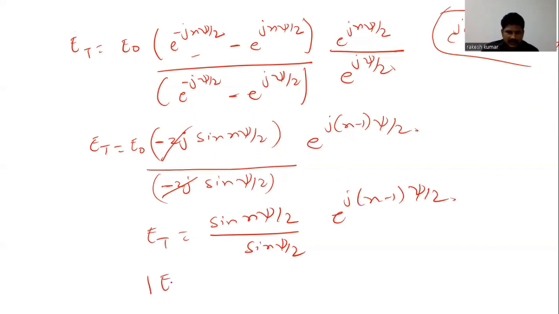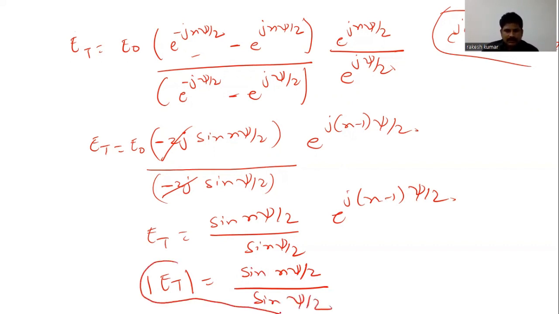Therefore, mod of Et, the total electric field due to n elements, is equal to sine n psi by 2 by sine psi by 2. Very, very important equation. Okay, so sine n psi by 2 by sine psi by 2 is the standard expression for an n element uniform array.